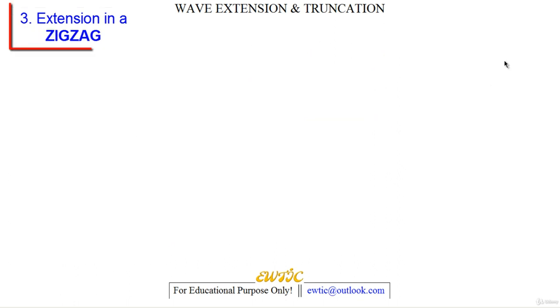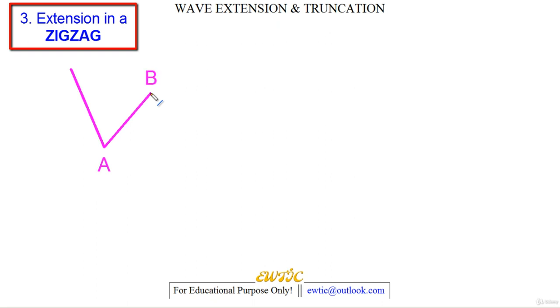Let's discuss a zigzag now. This is wave A of a zigzag. This is wave B of a zigzag. In wave C, usually what you see is a clear 5 waves. And in rare cases, you see the extension in wave C.